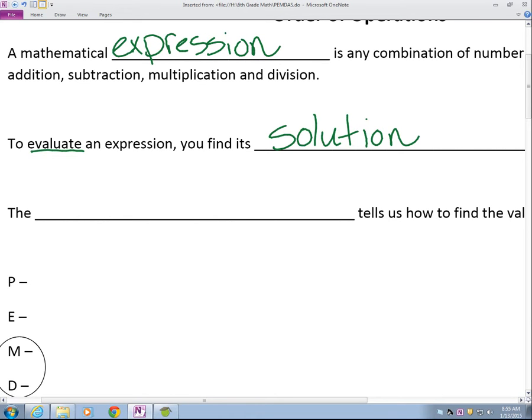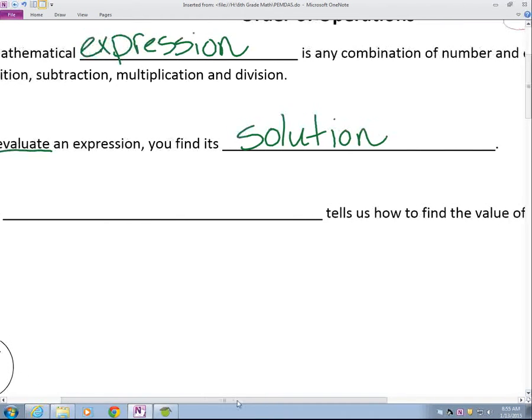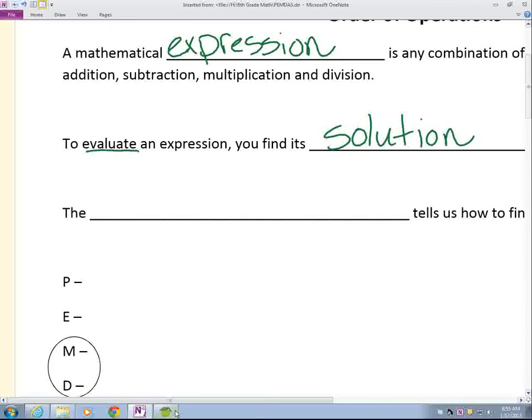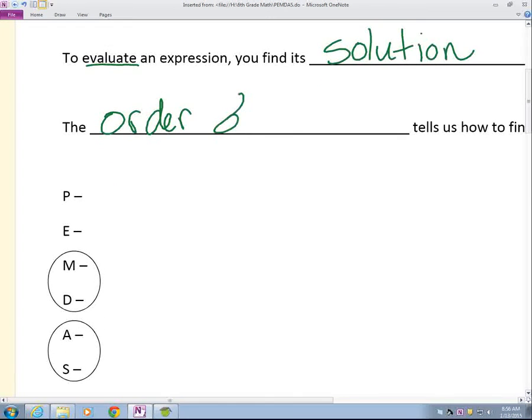Now, when we have a list of all those addition, subtraction, multiplication, and division, we need something that tells us how to find the correct solution to an expression, or the value of it, and we have to use the order of operations. Order of operations.